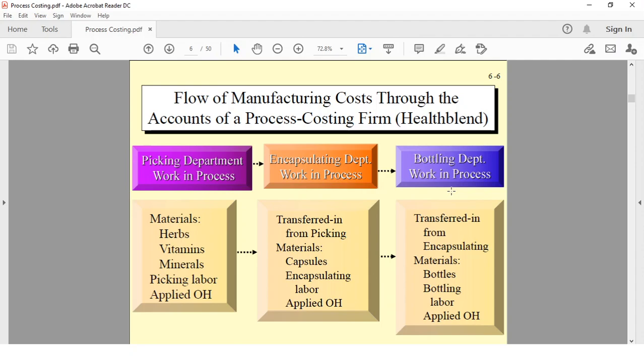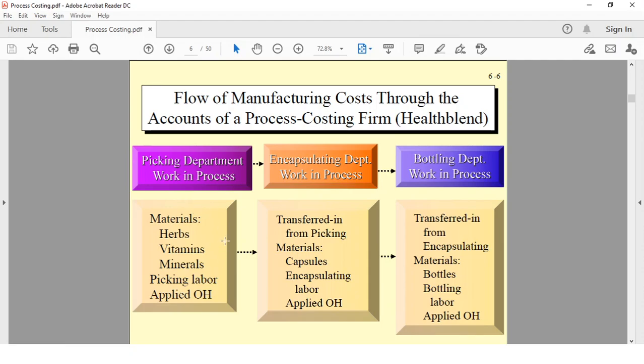Now, what is the flow of the manufacturing cost given the process costing? For instance, in our example, we have three departments: picking, encapsulating, and bottling. In process costing, cost is accumulated per department. So the picking department has its own materials, labor, and overhead. Same with encapsulating and bottling. For example, in picking, the direct materials are herbs, vitamins, and minerals. We also have your labor and your applied overhead.